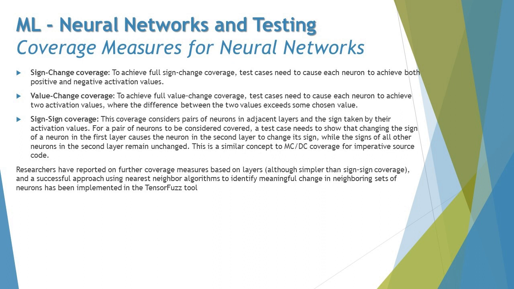And I think this is very similar to what we have been doing in our MCDC, so we can relate this to that. The first layer causes the neuron in the second layer to change its sign, while the sign of all other neurons in the second layer remains unchanged. This is a similar concept to MC/DC, which is modified condition decision coverage for imperative source code. Researchers have reported further coverage measures based on layers. Although simpler than sign-sign coverage, a successful approach using a nearest neighbor algorithm to identify meaningful change in neighboring sets of neurons has been implemented in TensorFlow. If you are already a user of an AI-based system and involved in testing ML models, you know what TensorFlow is. This tool helps you perform these coverage measurements and identify the required coverage achieved by the technique.